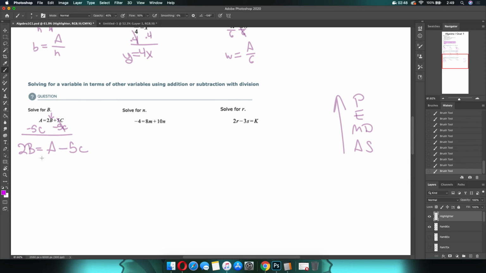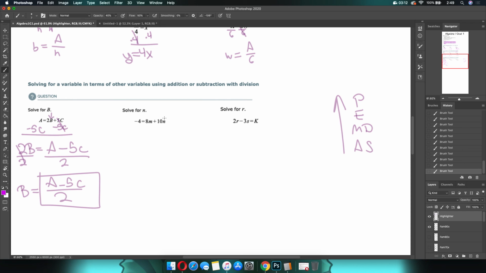Anyway, then we have 2b, so we undo that with division, and we undo that with division. And there's your answer. b equals a minus 5c all over 2. And you start to realize that one side of your equal sign is going to look a little bit ugly in comparison. But since you know that in advance, you can be okay with it.